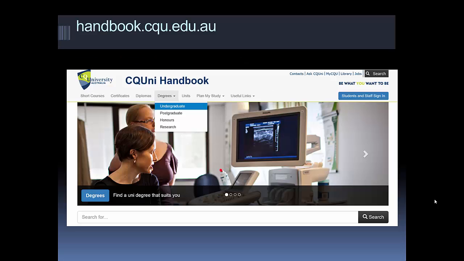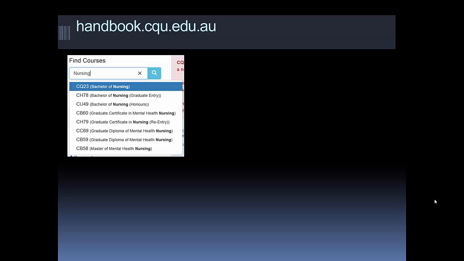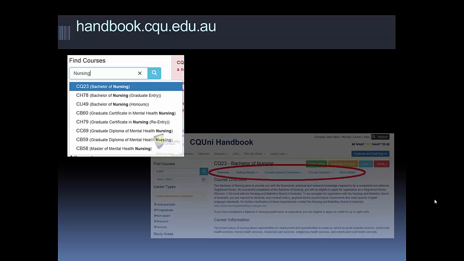Okay, so how do you go about finding out more about the courses that you're looking to gain entry to? Well, the handbook is the source of knowledge. So you go to degrees, you click on undergraduate, and then from there, you type in the course that you're thinking of applying to, and you'll have a number of options that will pop up, and choose the one that is relevant. So in this case, I'm choosing the Bachelor of Nursing.